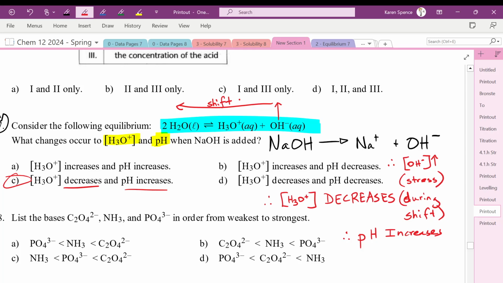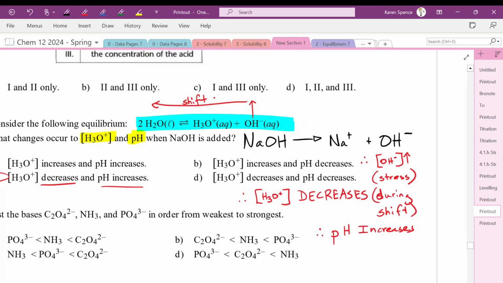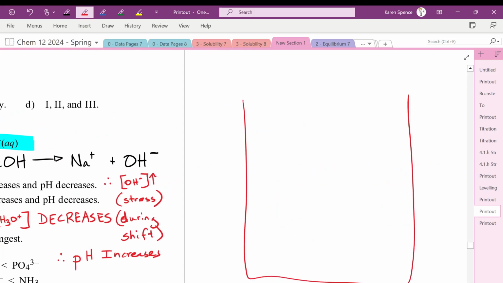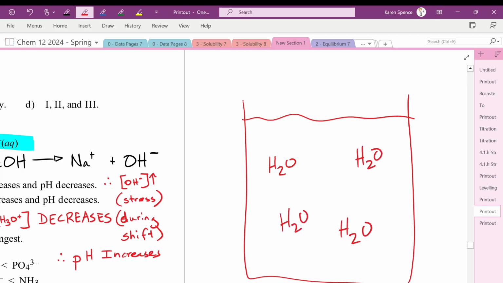Yes? NaOH is added though, how do you know if it's added to the products or the reactants? It doesn't matter because it goes into the beaker. There's no section of the beaker where the products are and where the reactants are. Do you know what I mean? Here's our beaker. Floating around in here, there's water. There's like a billion waters. I'm not going to draw any more than that. And then every once in a while, there's a little bit of H plus and OH minus.